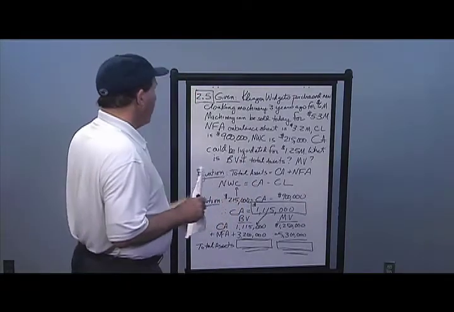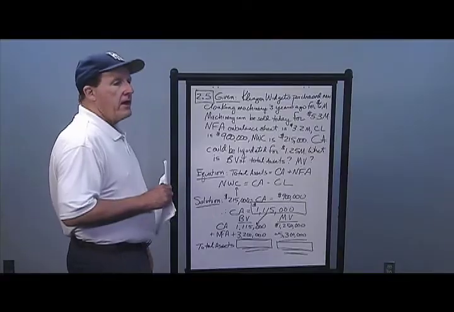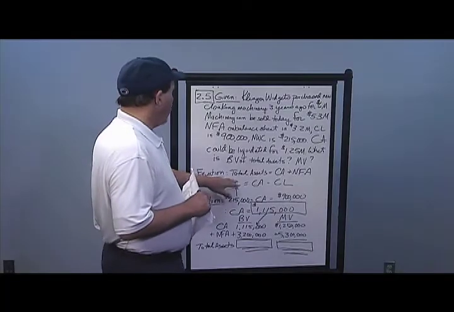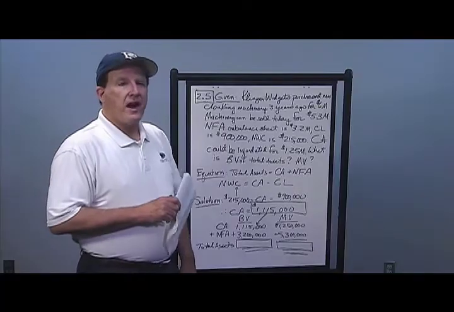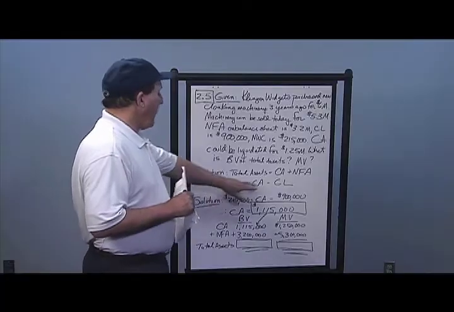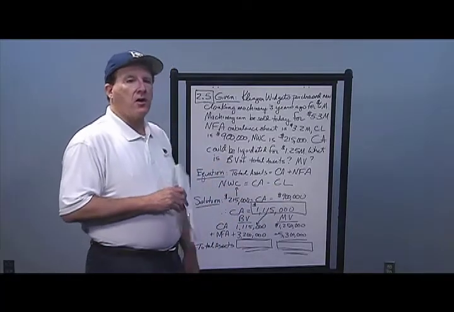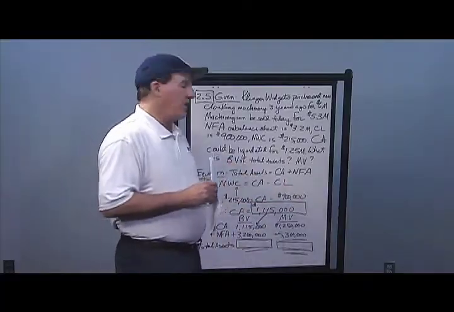First of all, to calculate the current assets, because they're not given, the equation is total assets is current assets plus net fixed assets. The problem is we were not given current assets, so we must calculate them first. We were given net working capital, which we know is current assets minus current liabilities, so we can use the net working capital number to calculate the current assets.